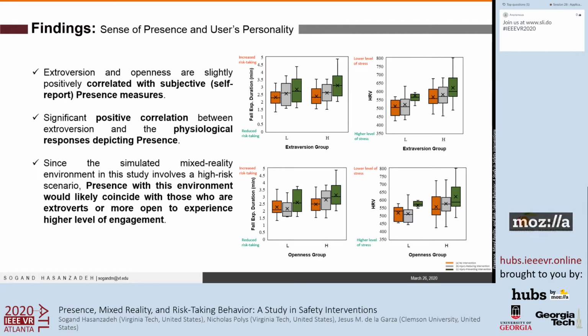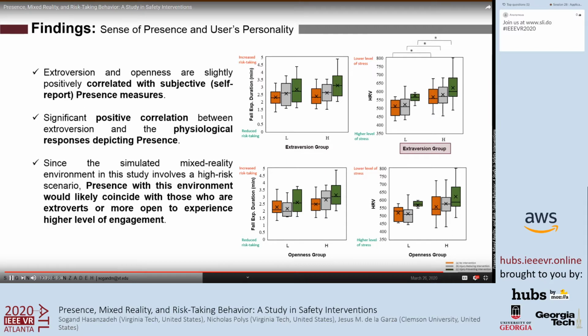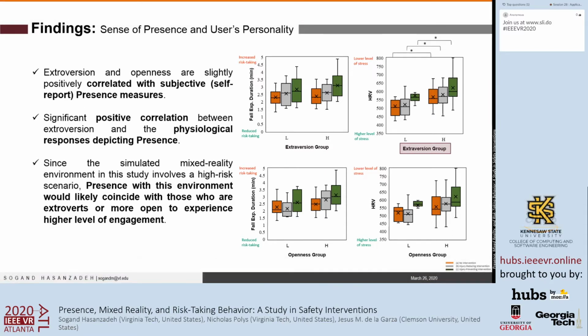Previous literature showed that there is a significant difference between people with different personality characteristics in how they perceive, interact and communicate with immersive environments. Our results show that those who are extroverted and open also reported a higher level of engagement in the mixed reality environment, and they also reported a higher level of presence. And there is a positive correlation between extroversion and the physiological responses, so those who are extroverted or open to experience perceive a lower level of risk when they are close to the edge.